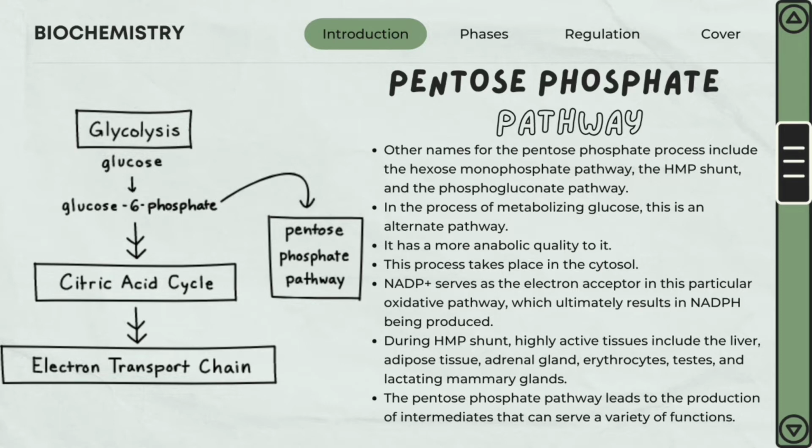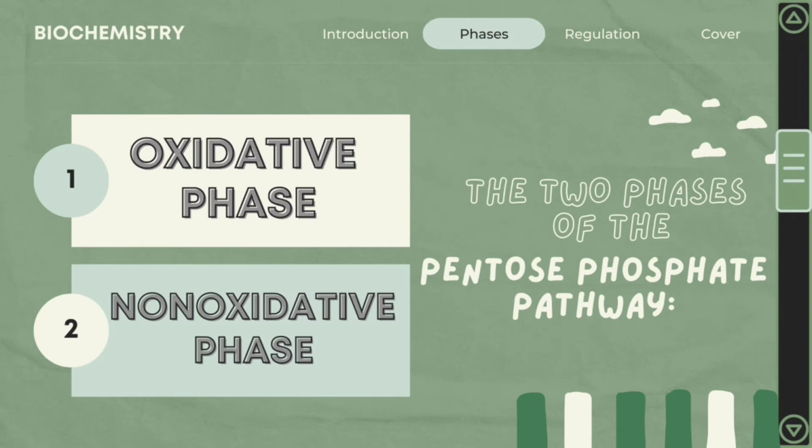So we should also note that this pathway can take place in one of two phases, the oxidative phase and the non-oxidative phase. During the oxidative phase, glucose 6-phosphate is utilized in order to make nicotinamide adenine dinucleotide phosphate, or NADPH, and ribulose 5-phosphate, which can be converted to ribose 5-phosphate. And the next one is the non-oxidative phase, which consists of a collection of various reversible processes.